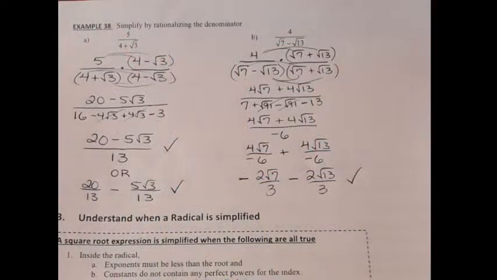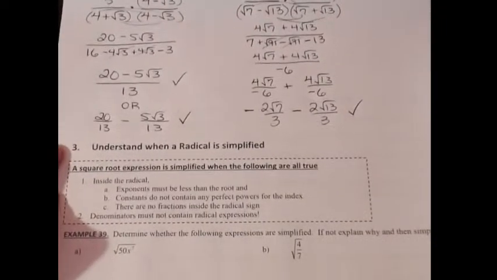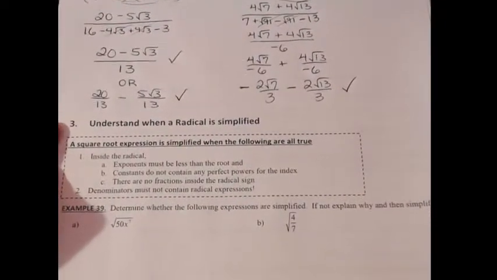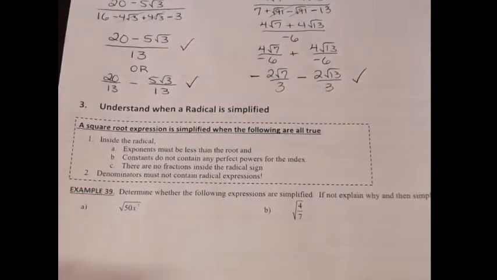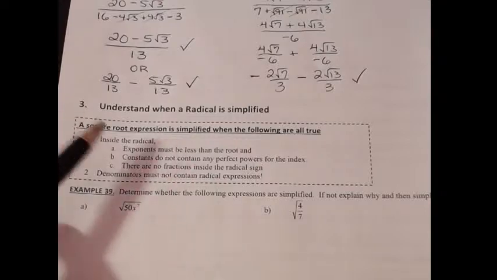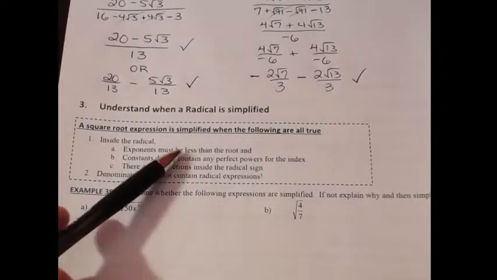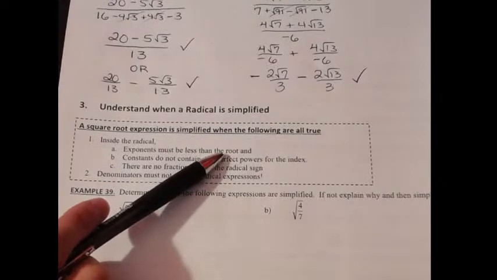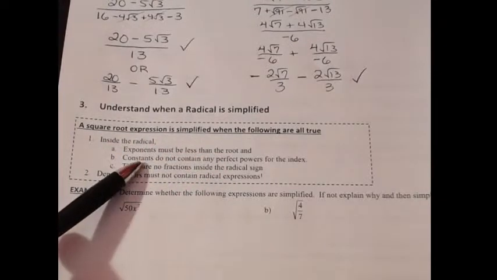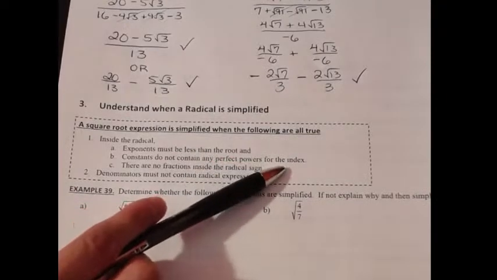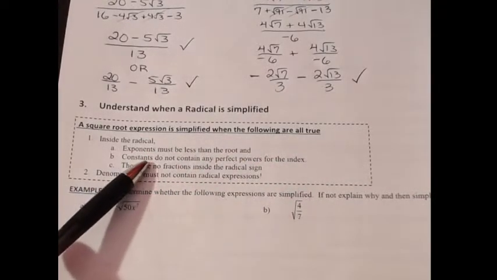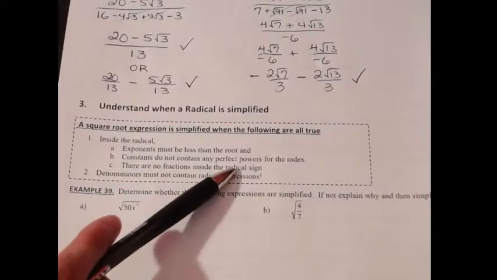We still have some time for today's session, so let's take a look at this next block. Understand when a radical is simplified. All right, so check this out. A square root expression is simplified when the following are all true. Inside the radical, the exponents are less than the root. Duh, right? We've been doing that this whole time. Constants don't contain any perfect powers for the index. Basically, there are no perfect squares. And then there are no fractions inside the radical.